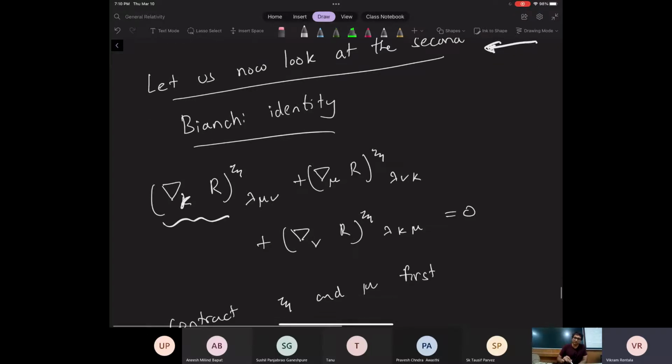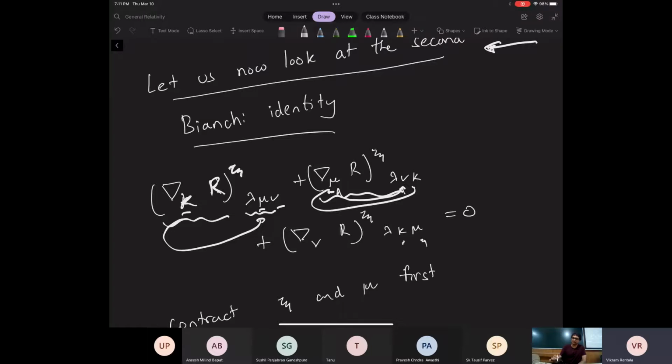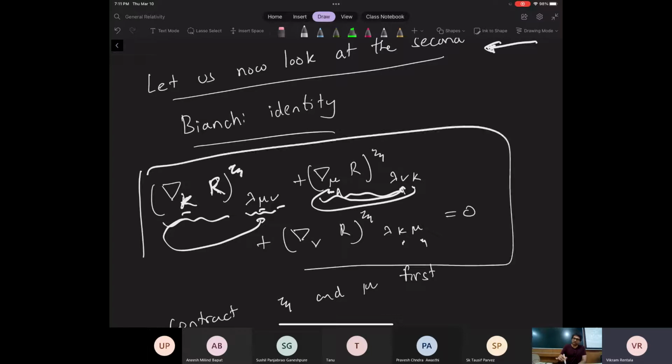It was something like this: derivative of kappa of the Riemann tensor psi lambda mu nu, plus now I take cyclic permutations of kappa, mu, and nu. So I move the mu over here, I move the kappa to the end, and I move the nu over here. And similarly the last term, I move the nu over here and I move the mu to the end, and move the kappa over here. So this is the second Bianchi identity.